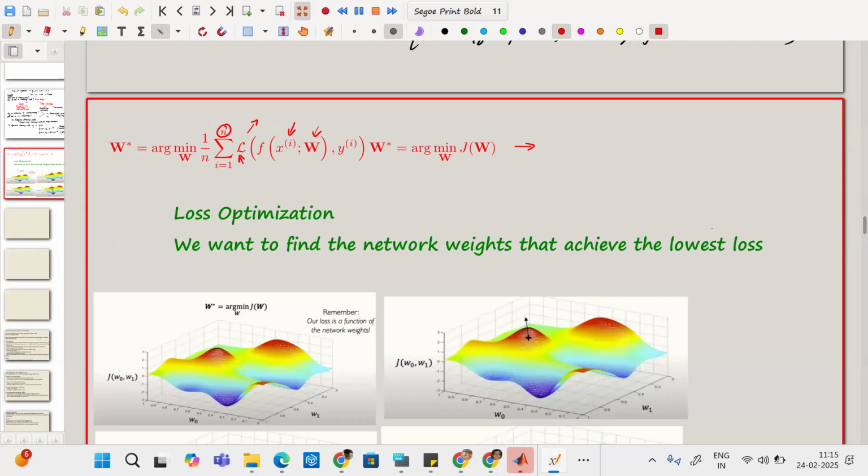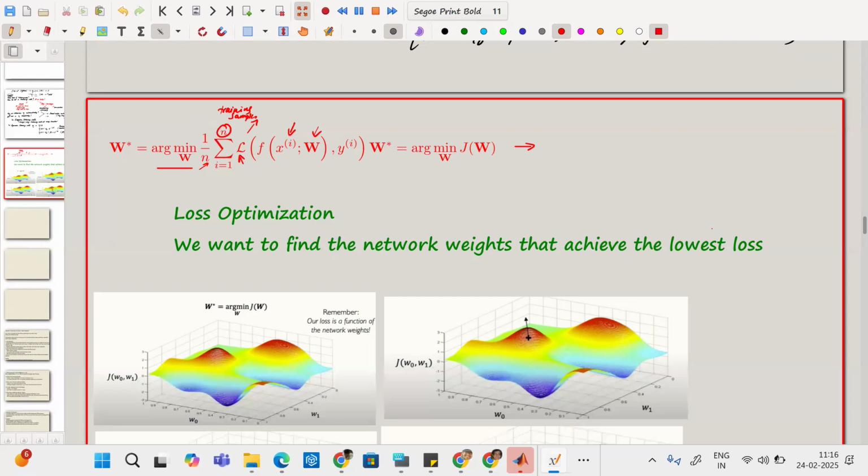Over training samples, you are summing it over n samples. So you will obviously have more than one sample. You are taking it for n training samples. So we are taking the average, 1 by n, of that loss, and we are trying to minimize that loss.